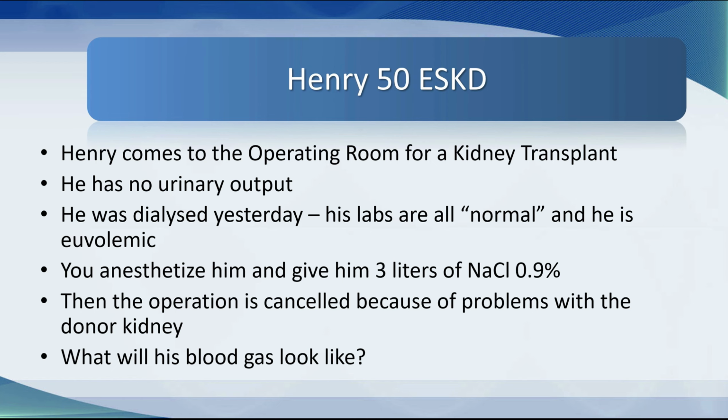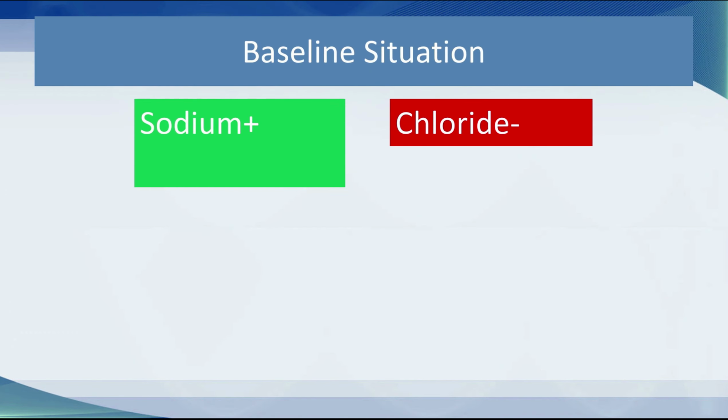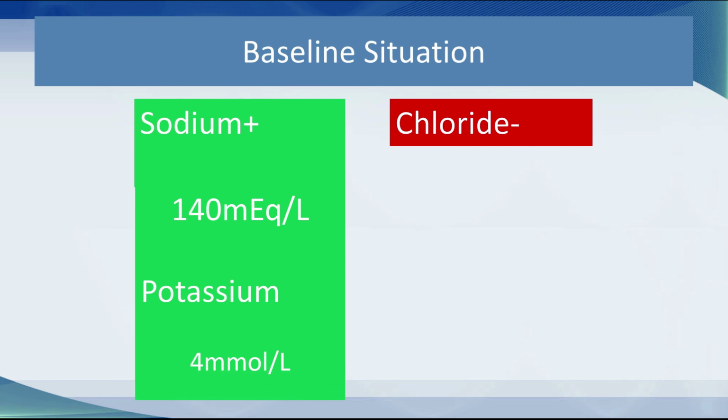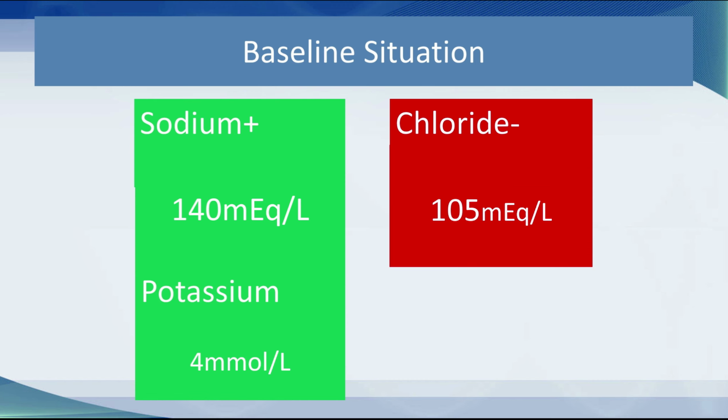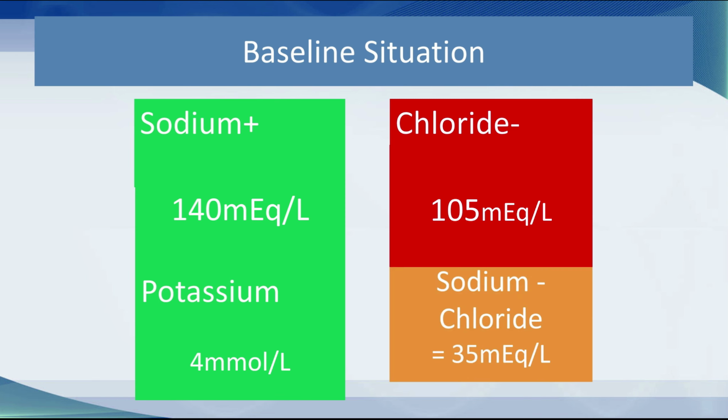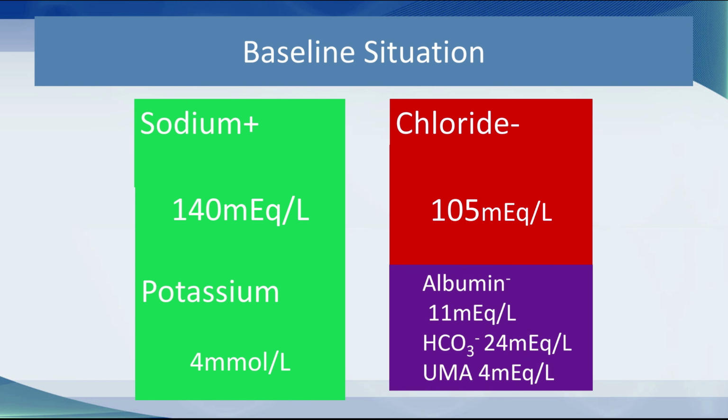Now, I don't have a specific blood gas to hand, so this is purely illustrative. Imagine that this is the baseline situation. The normal sodium, potassium, and chloride levels are illustrated. Sodium of 140, potassium of 4, chloride of 105, with a sodium to chloride ratio of 35, balanced by the albumin, phosphorus, bicarbonate, and some unmeasured anions.